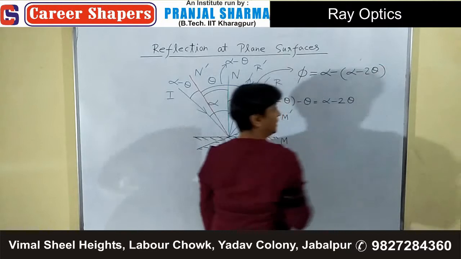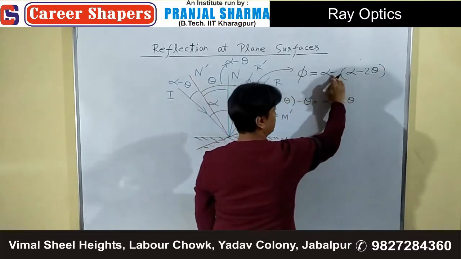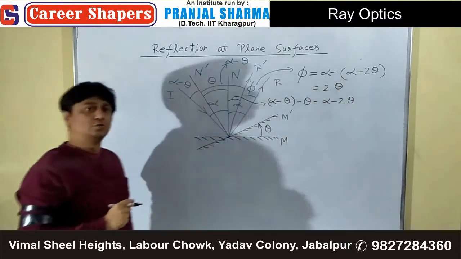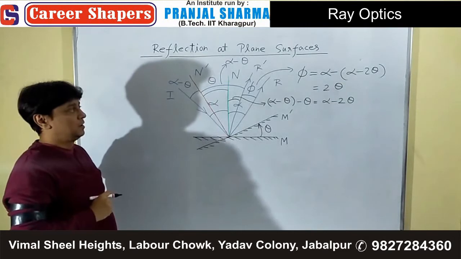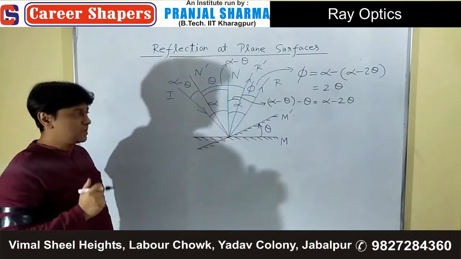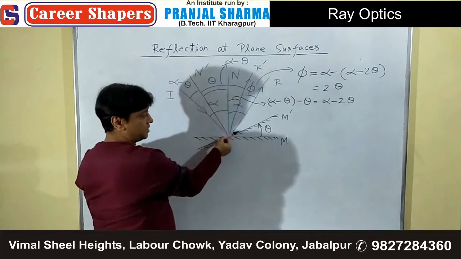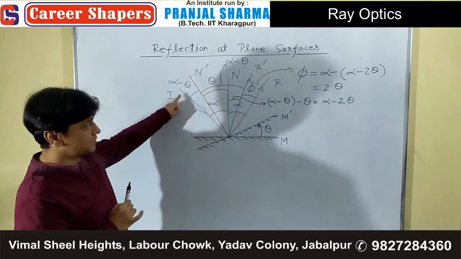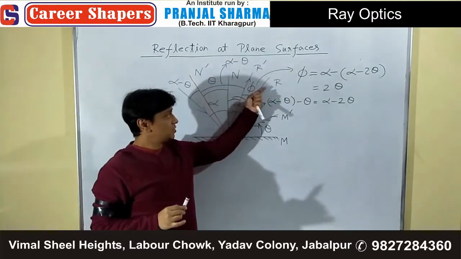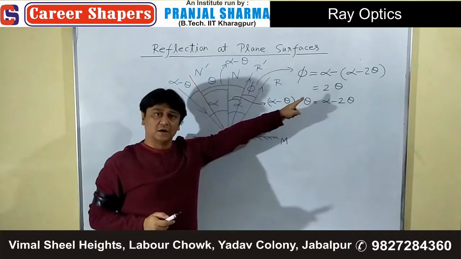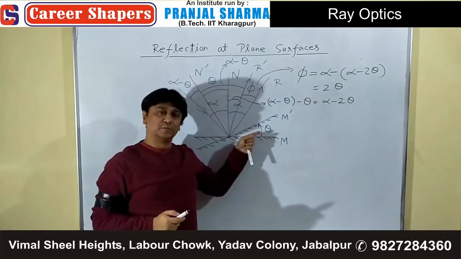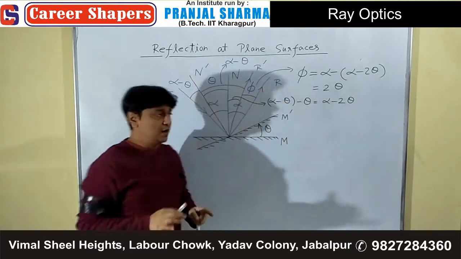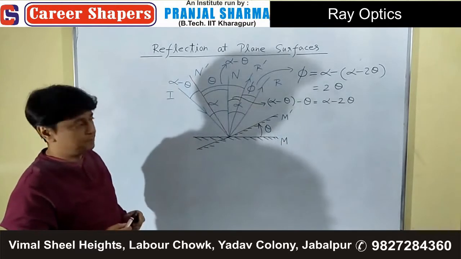Alpha minus 2 theta. Alpha and alpha cancel, minus minus plus, and it gives us 2 theta. That's the answer. If you rotate your mirror by an angle of theta, keeping the incident ray the same, then your reflected ray rotates by double of that. Whatever deflection you produce in the mirror, double of that is present in the reflected ray, provided you keep your incident ray the same.